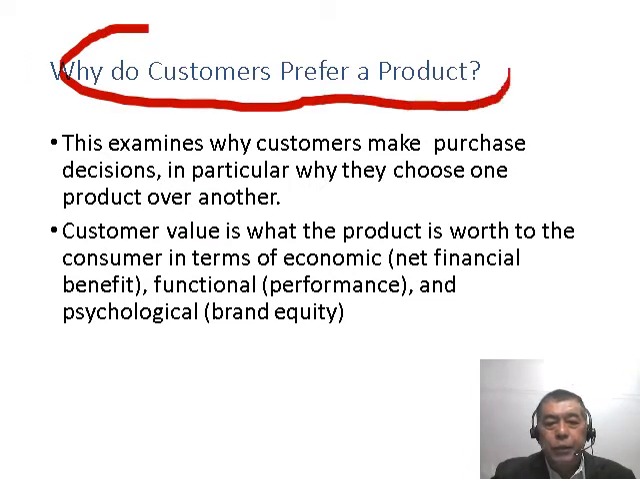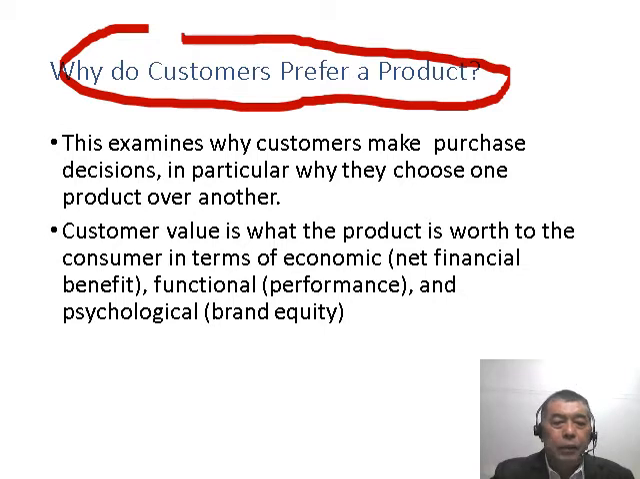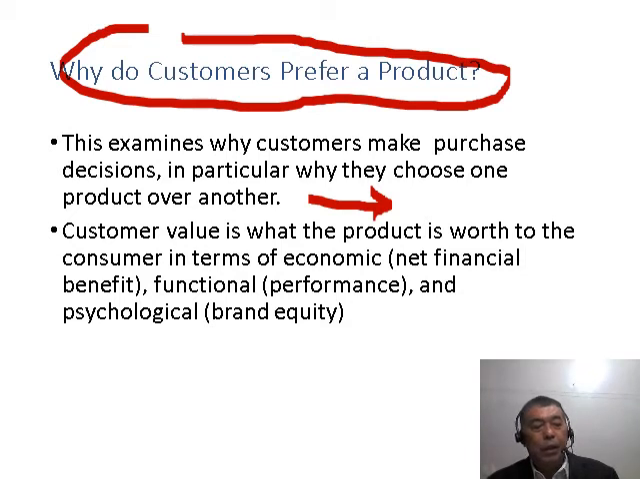Why do customers prefer a product? The analogy here is this examines why customers make purchase decisions. In particular, they choose one product over another, because customers need to have a choice. So they compare the features, the specifications, the price, the terms, the warranty, everything has to be scrutinized by the customers. Why? Because the customers are knowledgeable nowadays. Customers need to have choices, and customers are knowledgeable because information is just a click of a finger.